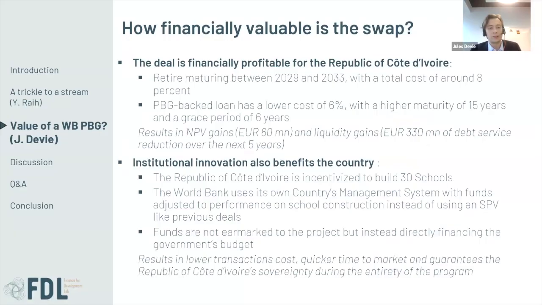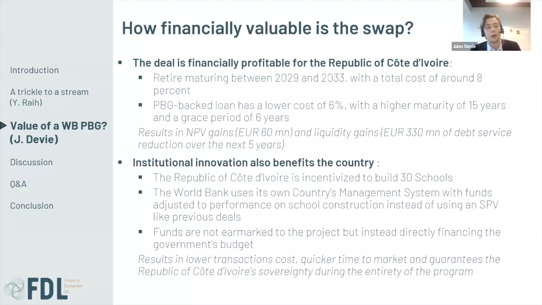So the first question then is how financially valuable is the swap? It's maybe the most straightforward analysis of the paper because it's very clear that the deal is financially profitable for the country. And the rationale behind it, as I mentioned, is that you retire short-term loans with 8% total cost in terms of interest, and you swap it for a much longer loan with a lower interest rate.